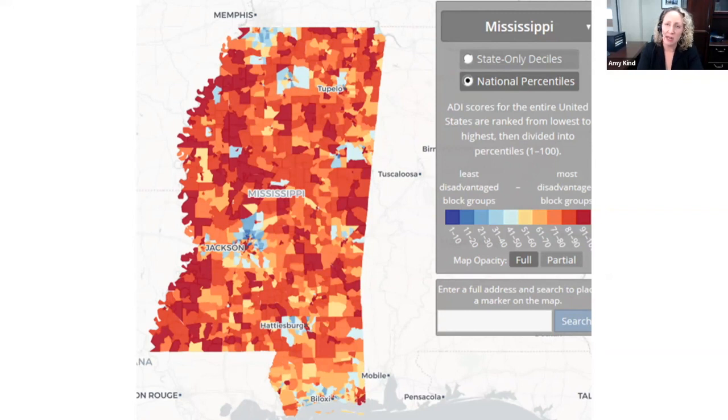And I show this slide because ADI across the United States from a national perspective is not distributed equally. There are some states from a national ADI ranking that are mostly blue, and there are some states like Mississippi that are mostly red that have remarkably high ADI scores throughout.